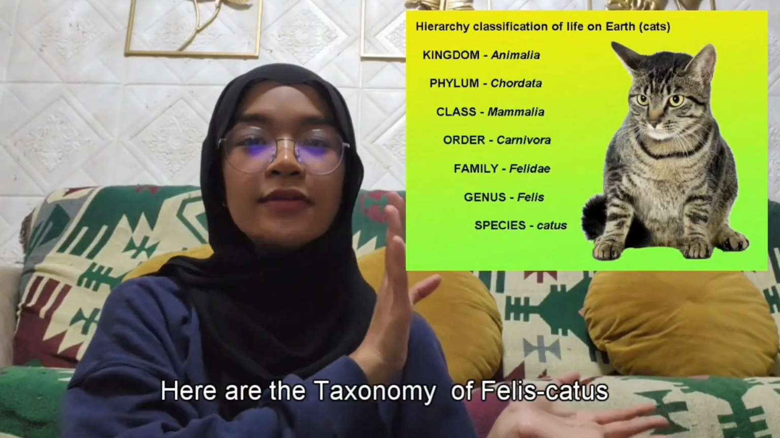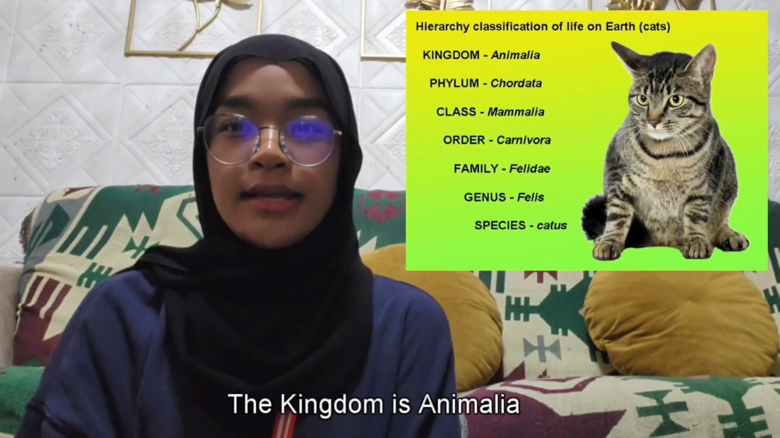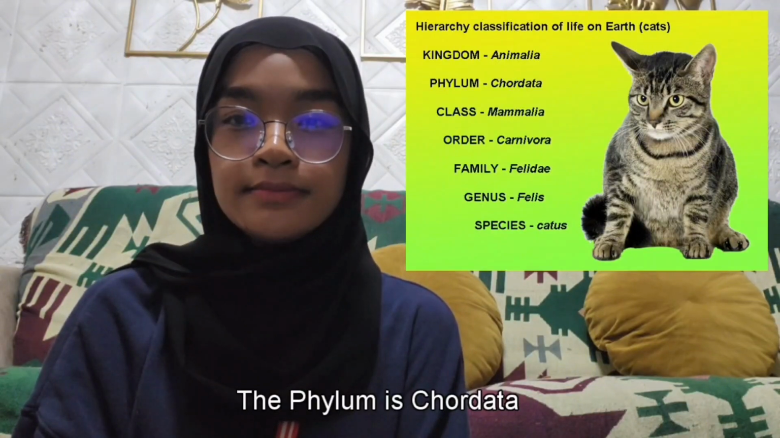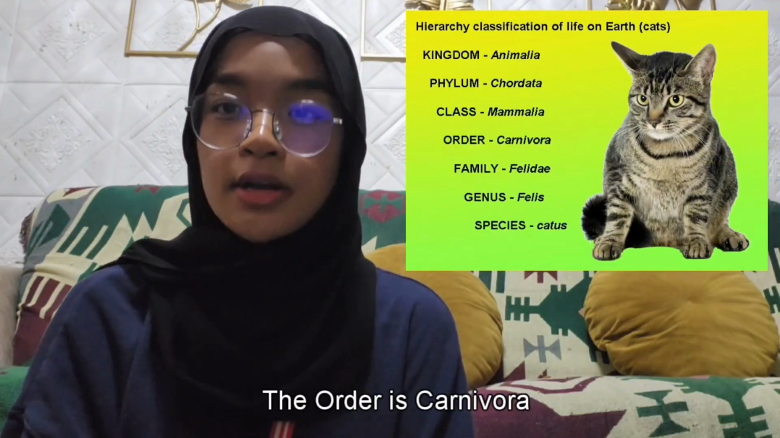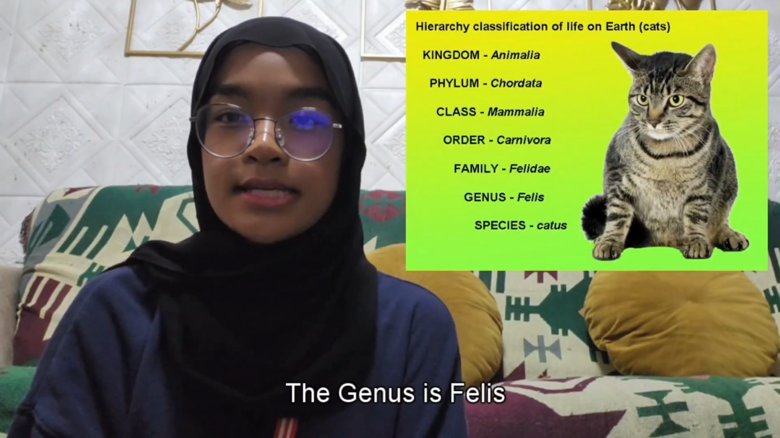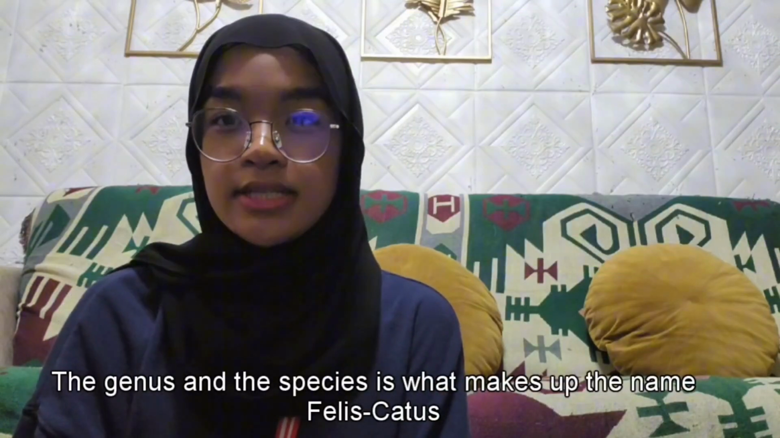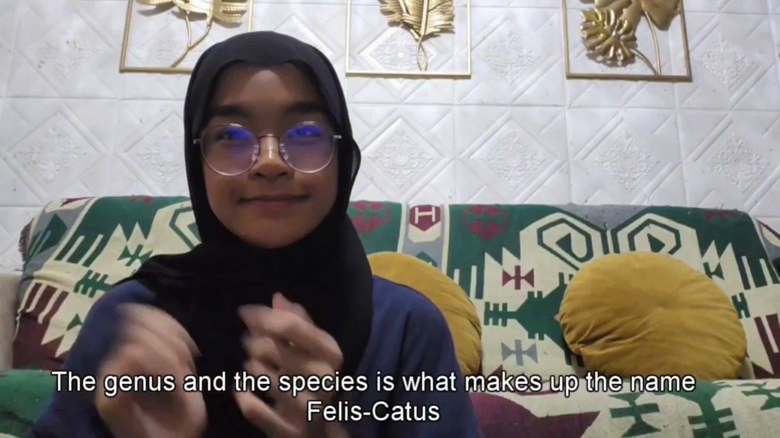Here is the taxonomy of Felis catus. The domain is Eukarya, the kingdom is Animalia, the phylum is Chordata, the class is Mammalia, the order is Carnivora, the family is Felidae, the genus is Felis, and the species is catus. The genus and the species is what makes up the name Felis catus.